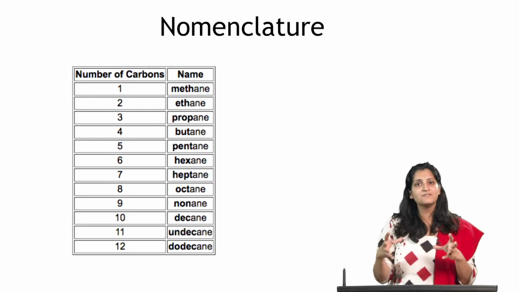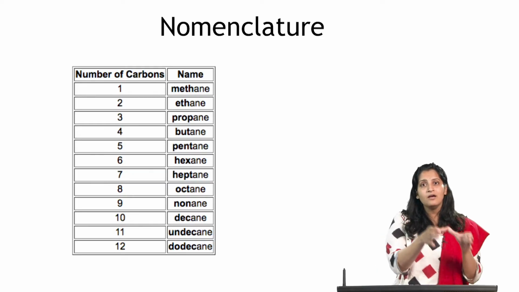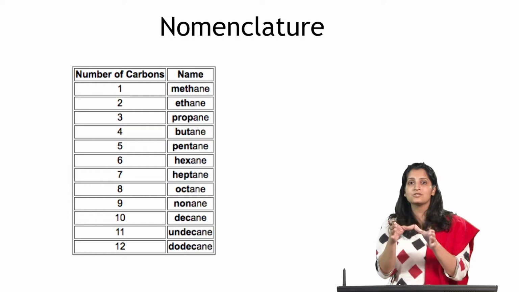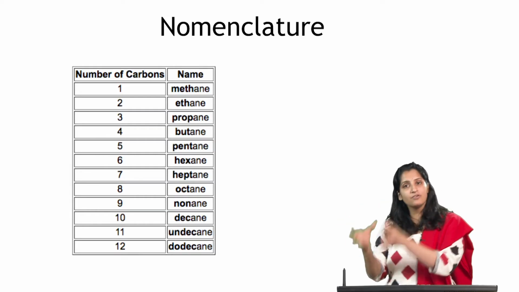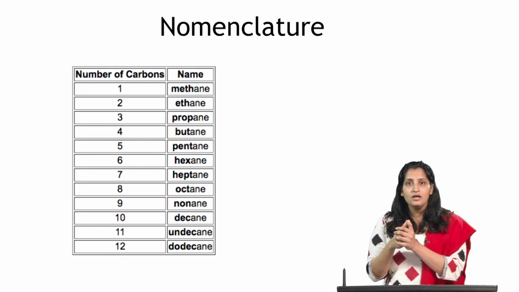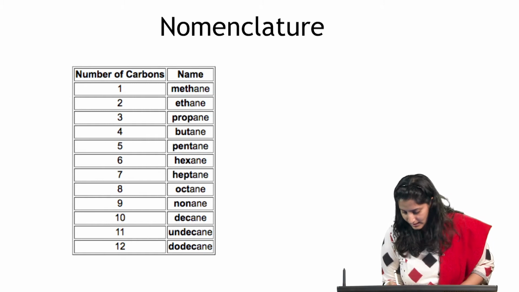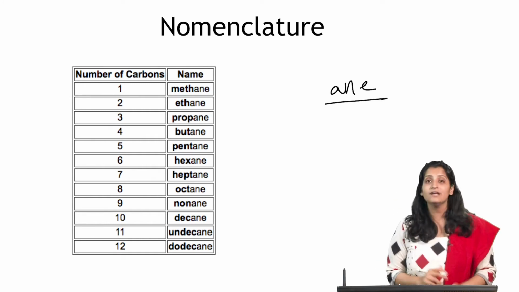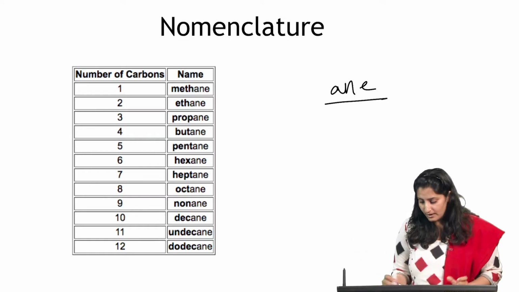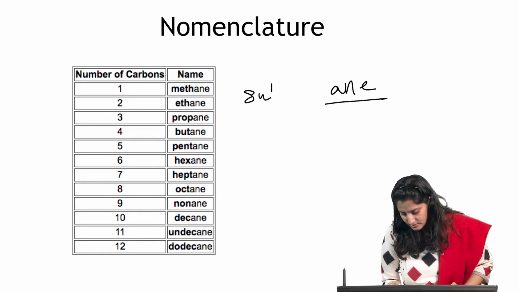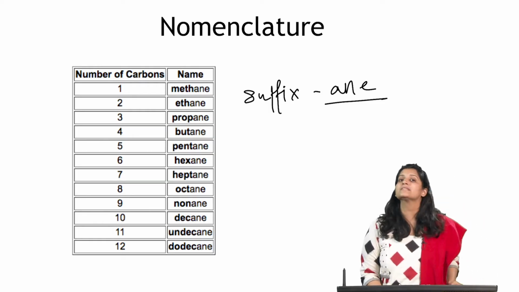group. We had said that the prefix really is your given name, whereas the suffix tells you the family name, or surname, to which you belong. In the case of alkanes, the suffix is ane. So all of the alkanes end with ane, that is the suffix, and the prefix really changes based on how many carbons are there in the compound.